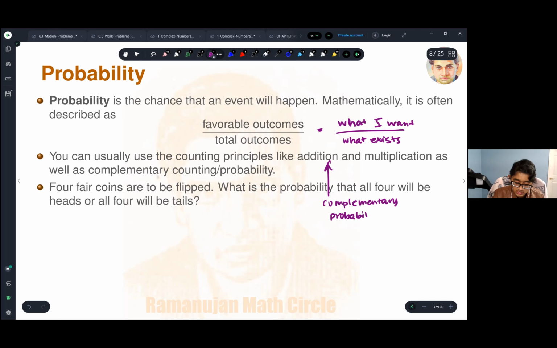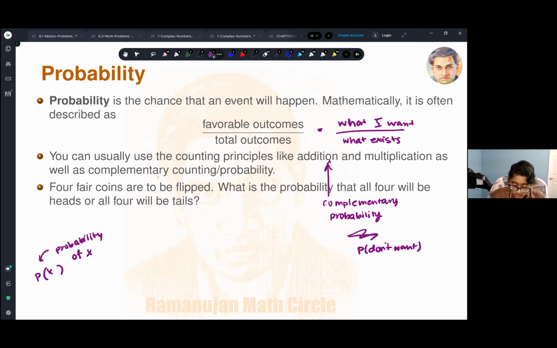And what it is, you subtract the probability that you don't want something. So I'm just going to call this probability you don't want. And this P in parentheses means probability of X. So that's the formatting I'm using. So probability of don't want, and 1 minus that. And why am I doing a 1 minus?